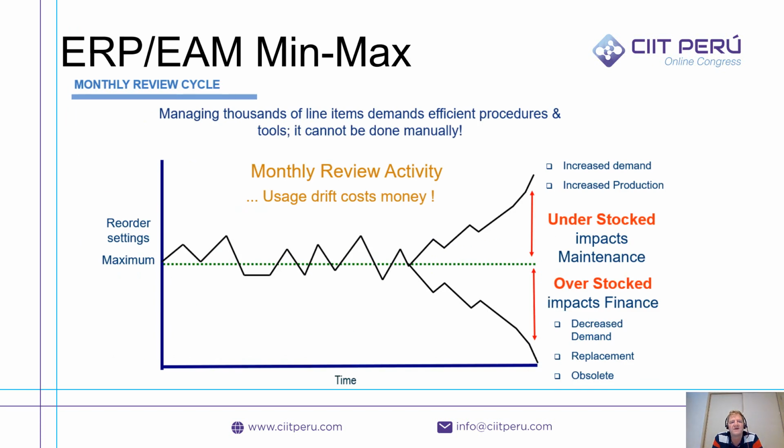So when you're managing thousands of items, you need efficient procedures and tools. It's hard to do it manually, and it's not a one-off exercise. So it's an ongoing exercise because demand can change. It can go up, it can go down, and then you can be left overstocked or you can be left understocked. So it's generally a monthly review activity.